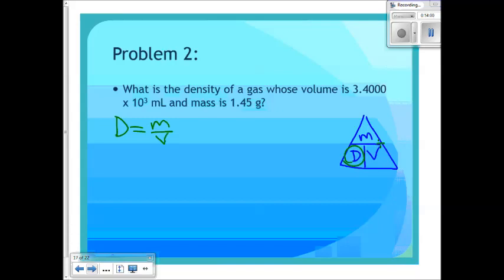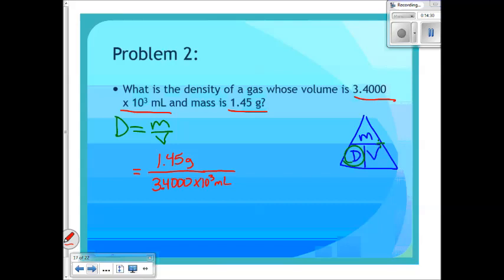And now I look up here to plug in my numbers. The mass, 1.45 grams, divided by the volume, 3.4000 times 10 to the third milliliters. So in this case, none of the units can cancel, so that's why both of them are going to stick around and become the derived unit.